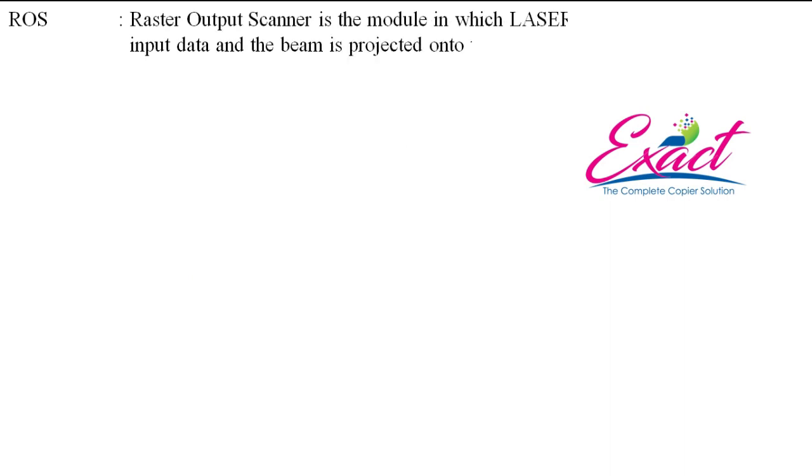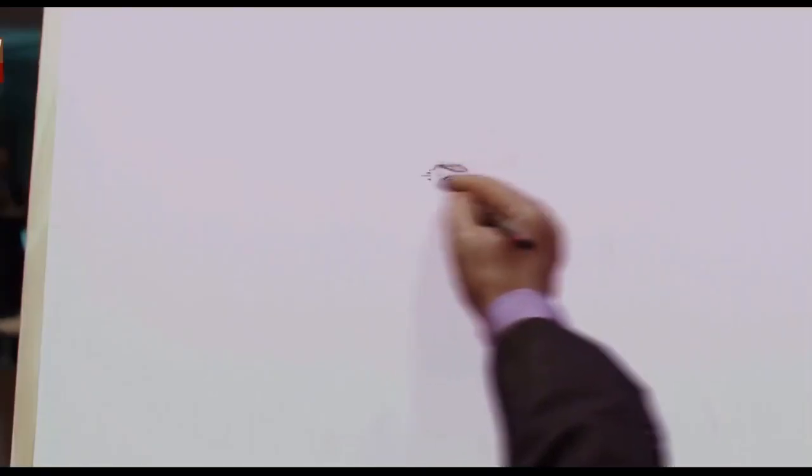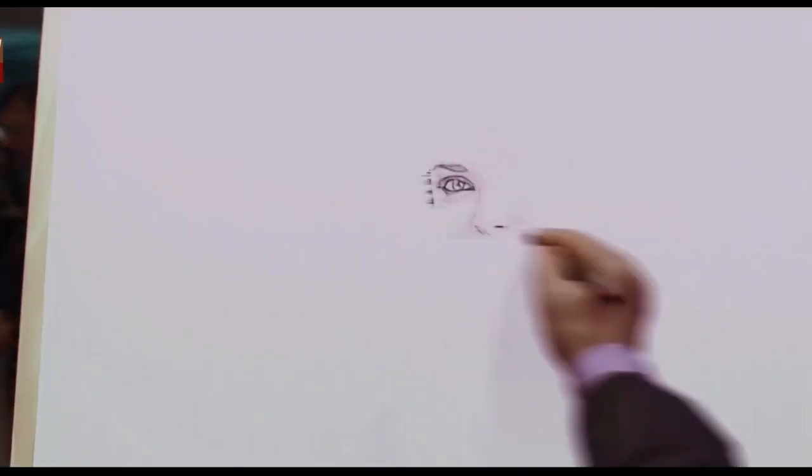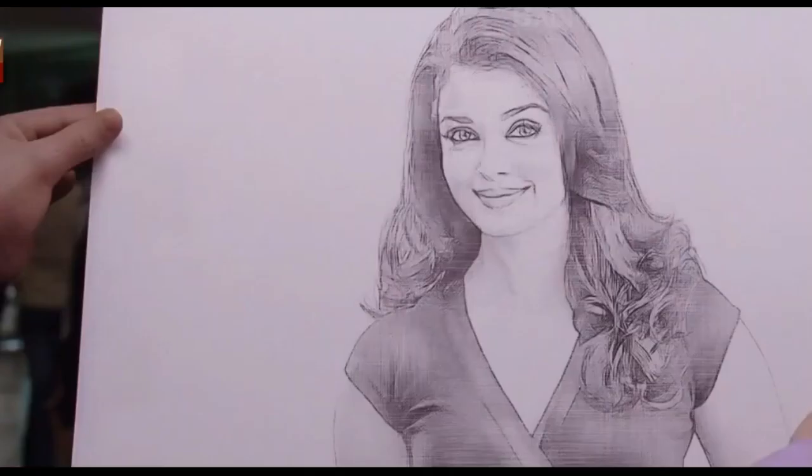ROS means raster output scanner, the module in which a laser beam is generated based on input data and the beam is projected onto the photoreceptor. For example, take Aishwarya Rai as a photocopy: that paper is the photoreceptor drum, the superstar is the ROS, and finally that pen is the laser beam.